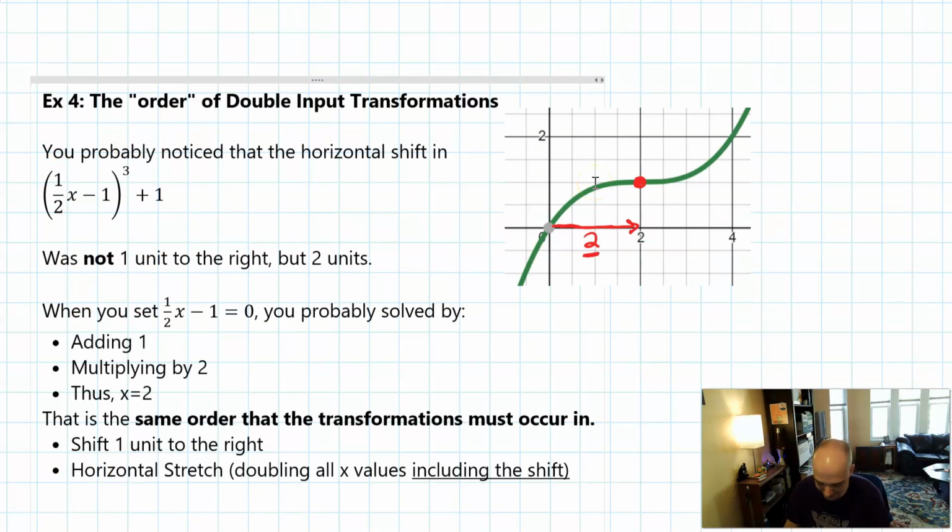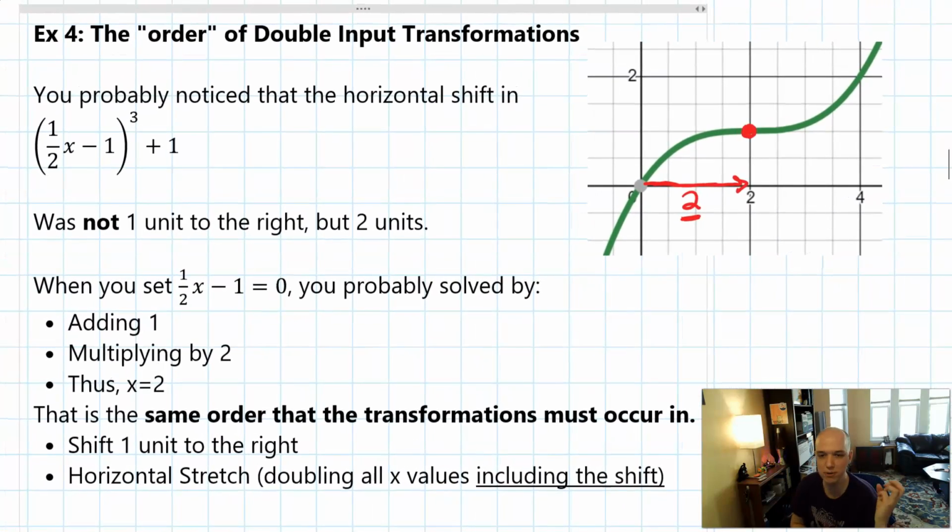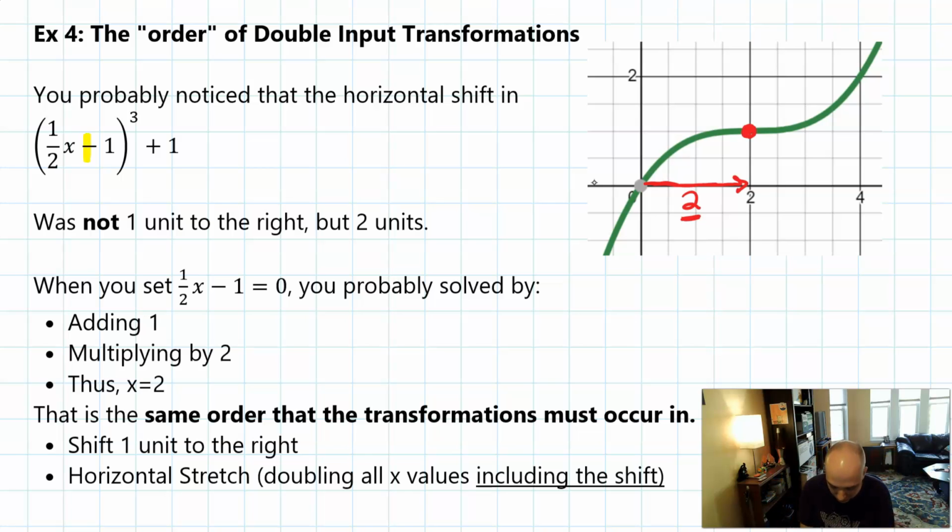This is a little technical, so I've written out ahead of time, and let's just see what we've said. You probably noticed in the last example, which was 1/2 x minus 1, parentheses cubed, plus 1, the plus 1 doesn't really matter, that the shift was not actually 1 unit to the right, as you might expect from just looking at the equation, but actually a total shift of 2 units to the right. And it's sort of a mystery. Why does that happen? Why didn't this move over 1 and then up 1 and then get stretched around the point 1, 1? Why wasn't the graph going through 1, 1? Instead, why was it going through the point 2, 1?